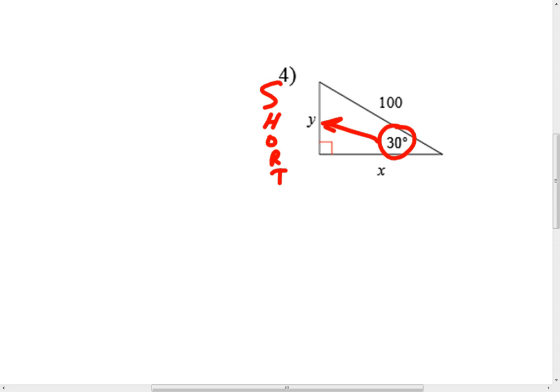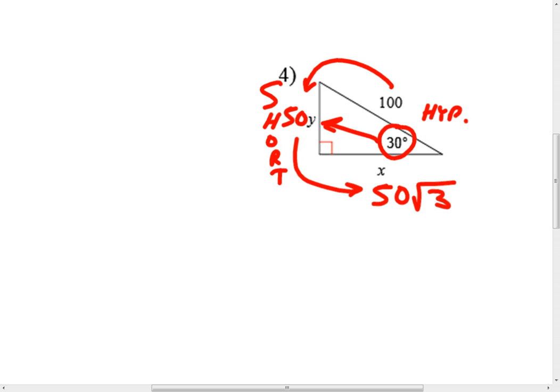Still an easy problem because I got the hypotenuse. What's y? 50. I'm coming back to this one. But then that helps me find this one, 50 radical 3. Same setup as the other one.